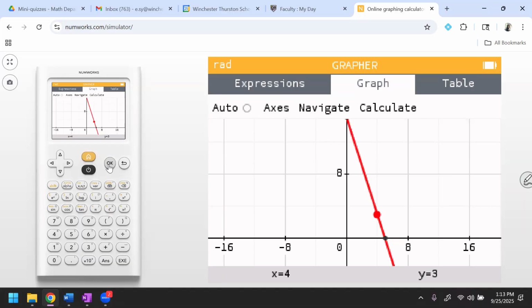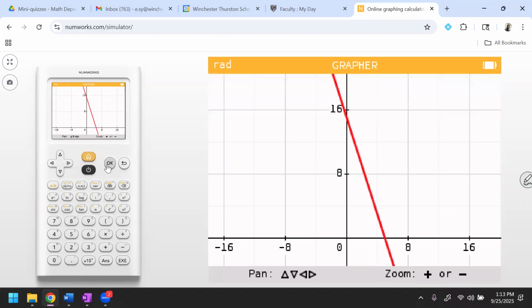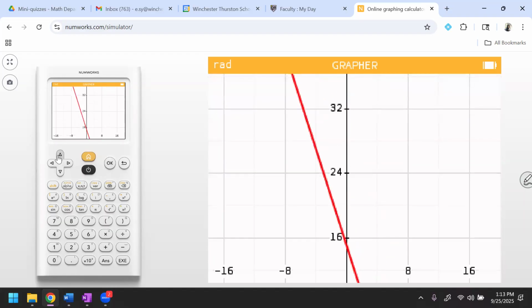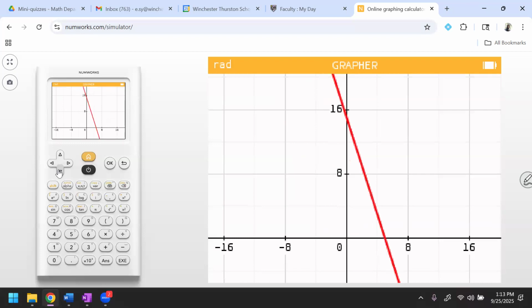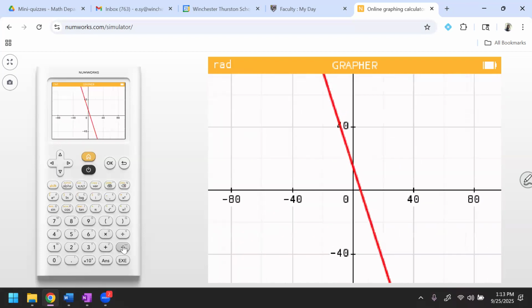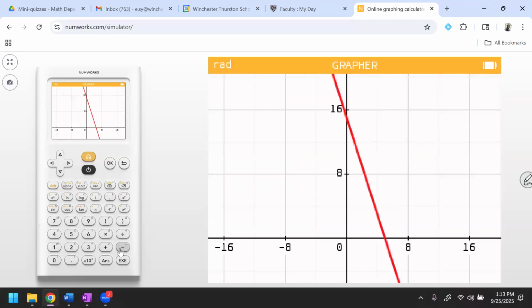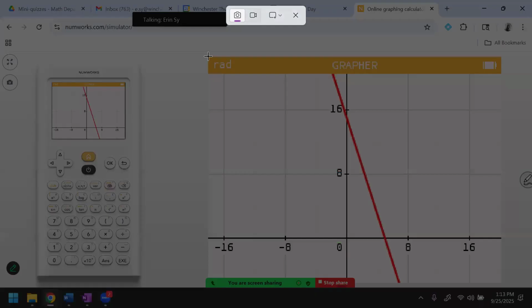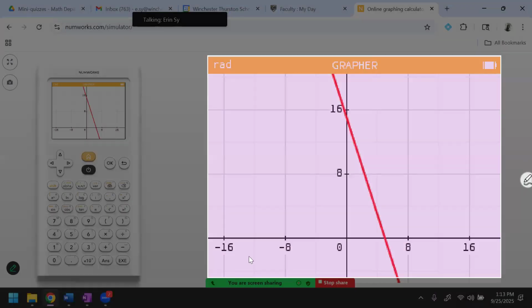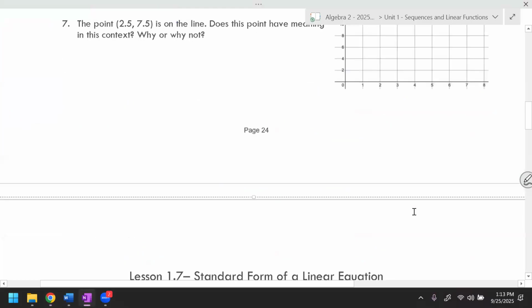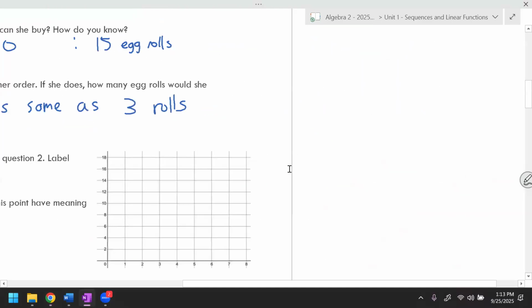Okay, check it out. Not only can I graph this, I can also scroll around really easily. I can go up to navigate, and now I can scroll using my arrow keys. I can even zoom in and out with plus and minus. So I'll zoom out so I can see this. That looks pretty good. Okay, I'll print screen and just copy this into our notes.